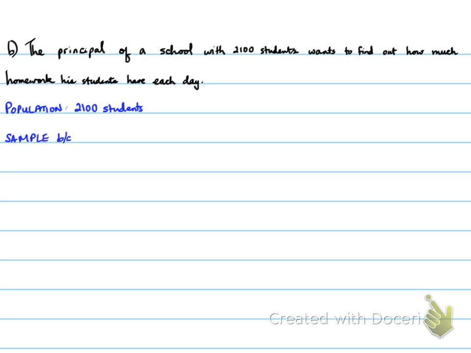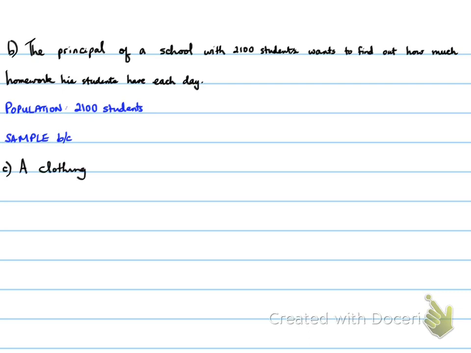Now, sample because it's very hard for one principal to gather information from 2,100 students in a given day, because not every student attends class every day, because there's bound to be someone who's absent, and we won't be able to record that information. So anything there would be acceptable for the because part, folks.